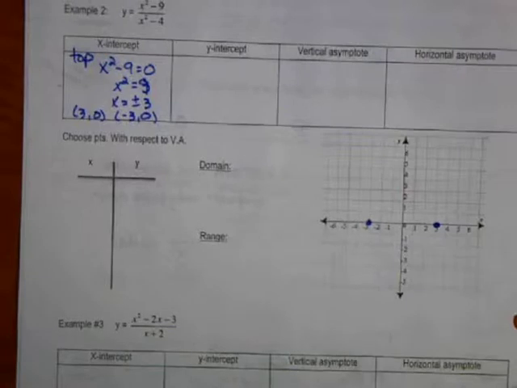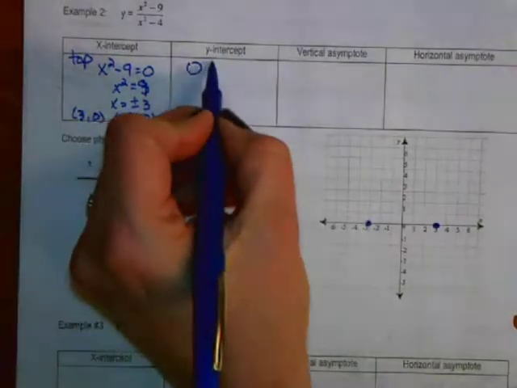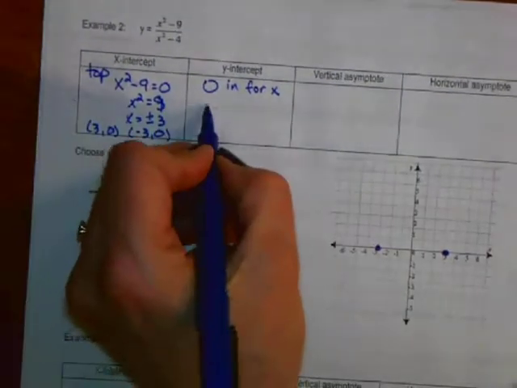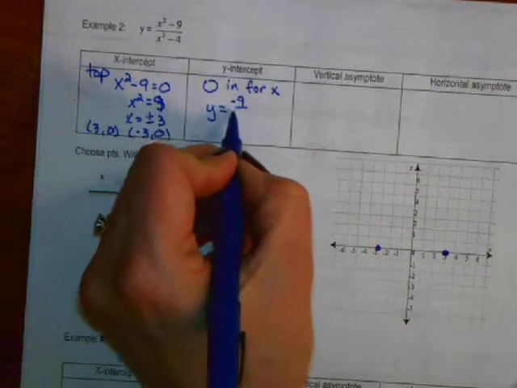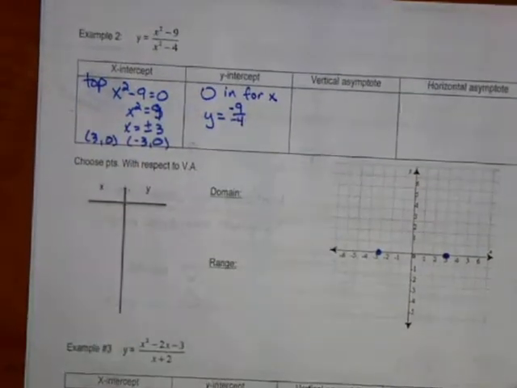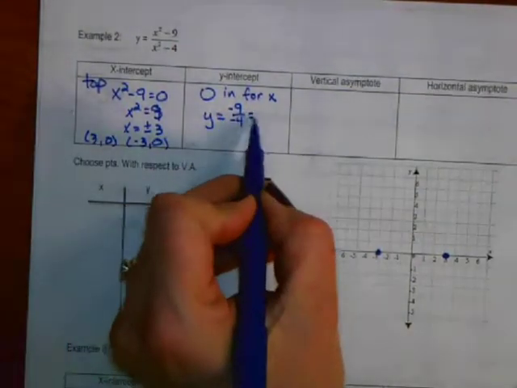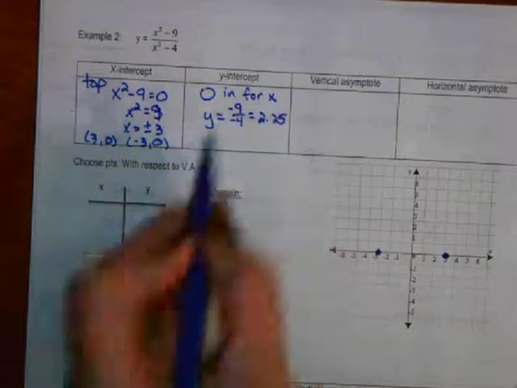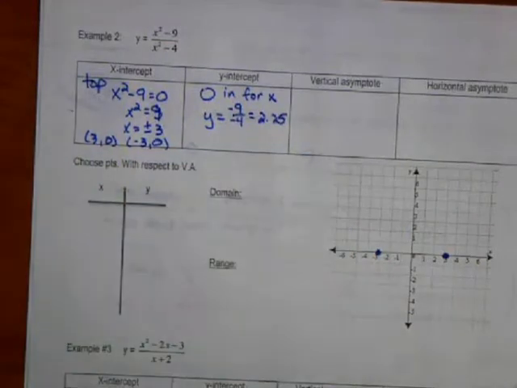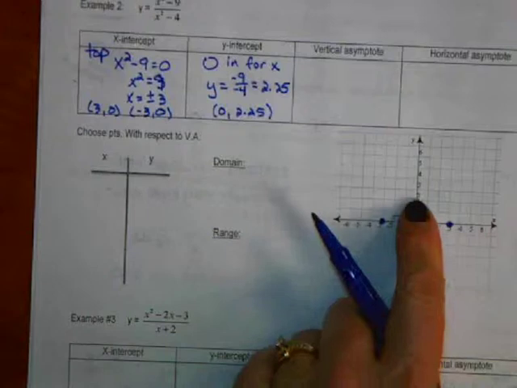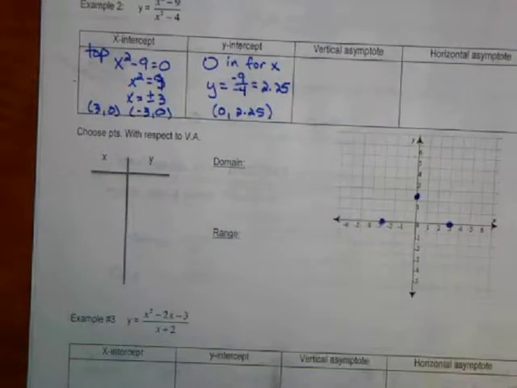The y-intercept is plug in 0 in for x. When you plug 0 in for x, you pretty much just end up with this. And when you divide those, let's do it as a decimal, 2.25. That's not right. Yeah, it is. Okay. And then it's 0, 2.25. So let's put that point in. It's about right here. That's your y-intercept.